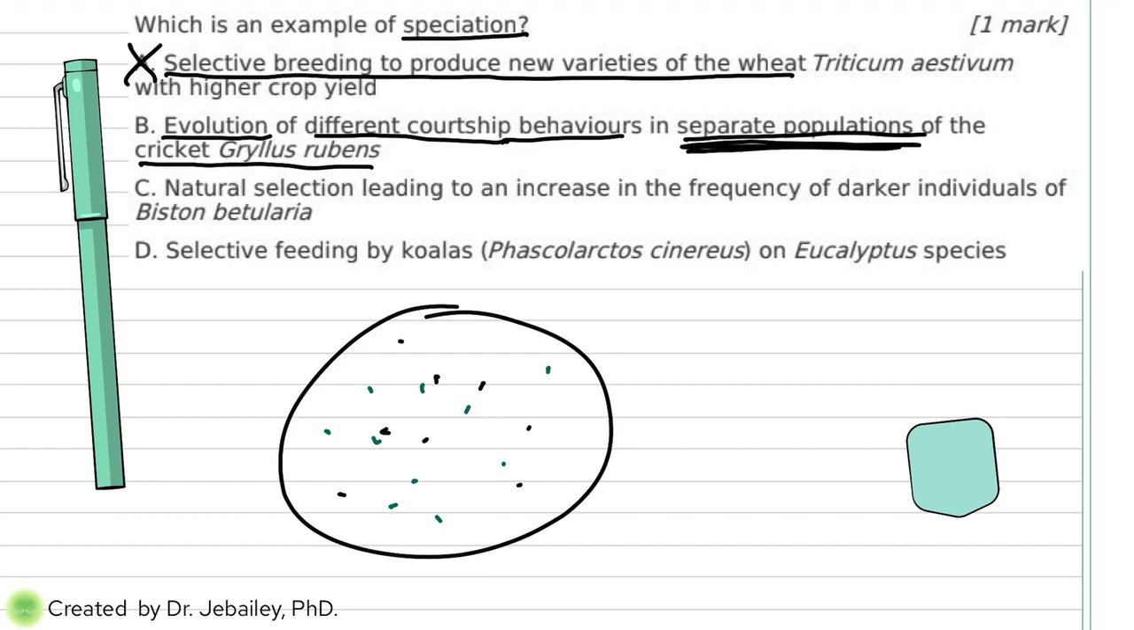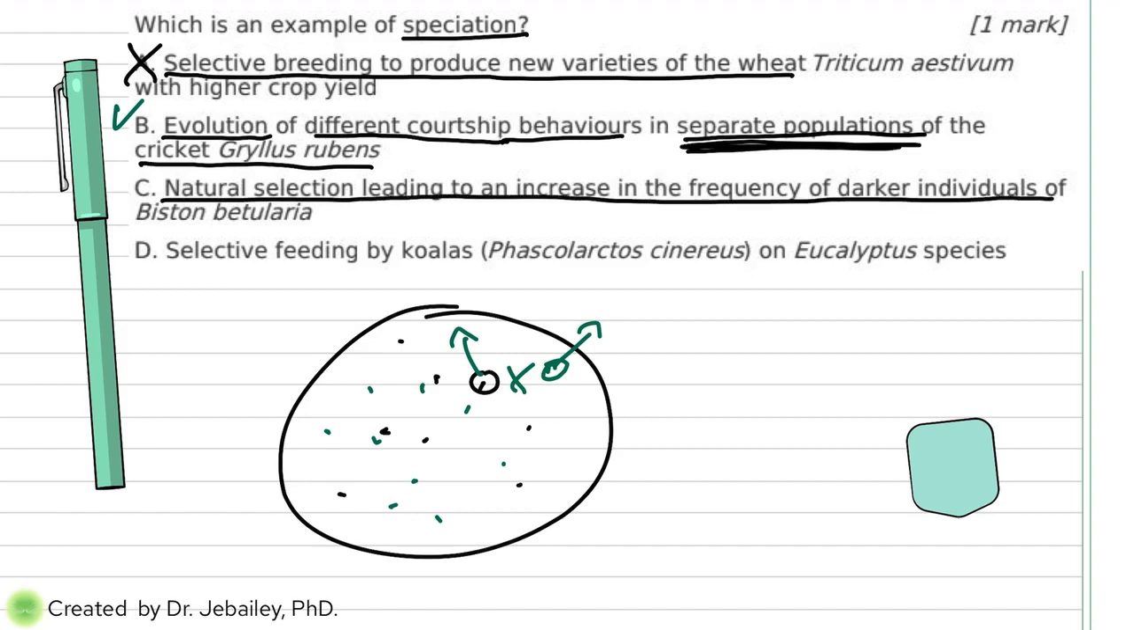Courtship behaviors mean they're trying to attract some other organism in order to mate. So whatever the black do does not align with what the green do, so they basically do not cross each other. They eventually evolve. The black will stay this way and the green will stay this way. That means you're creating two different species. So is it possible? Yes.